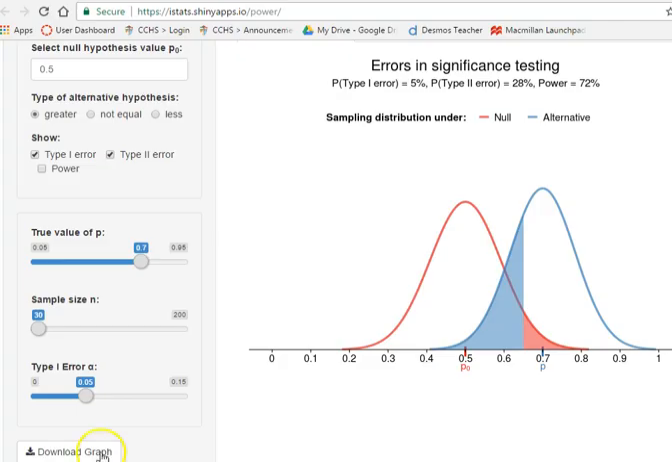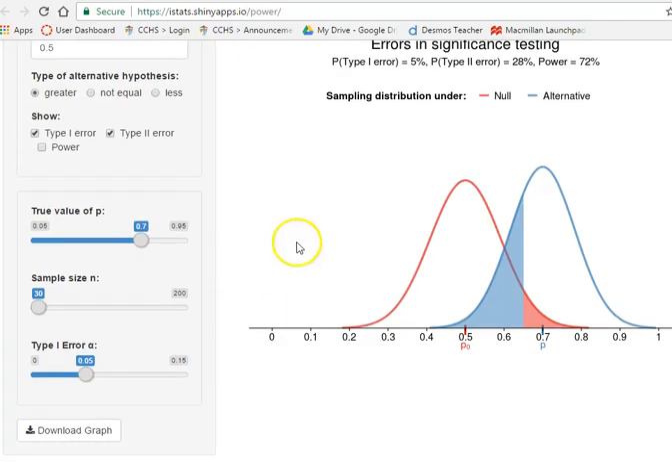Okay, the next thing we're going to look at is a concept called power. Now, power is the complement of the type 2 error. So in other words, if this has a probability of beta, this has a probability of 1 minus beta. Power is the probability that given a certain true value of p, I will correctly reject the null hypothesis when it's false. So that is a good thing. It's good to have power. We want a test to be powerful. We want a test to correctly detect a false null hypothesis.